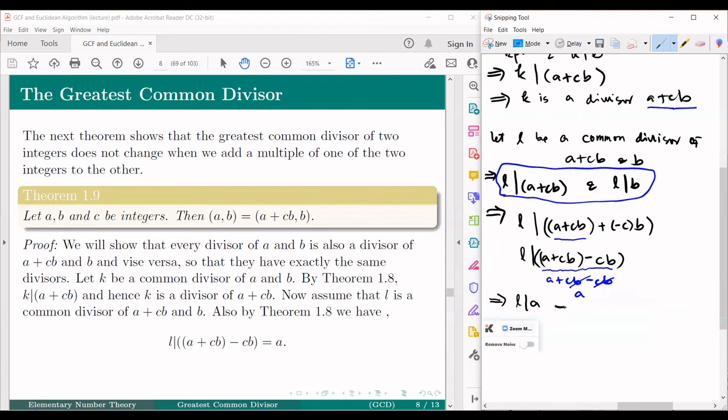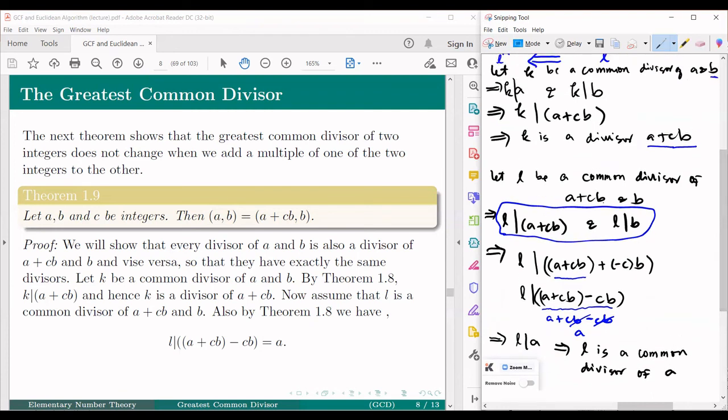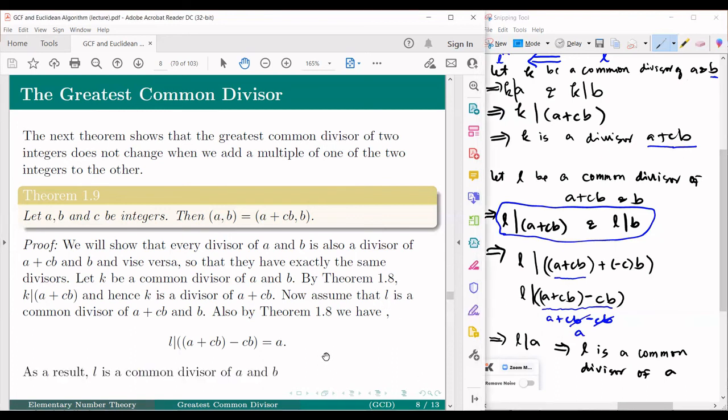So we have shown here that L is also a common divisor of A. Follow? So we're done showing. Why? Because we only needed to show that L is a common divisor of A, since L is a common divisor of B already. So we're done for our vice versa. As a result, we can say that L is a common divisor of A and B. So the result follows. We're done proving this theorem.